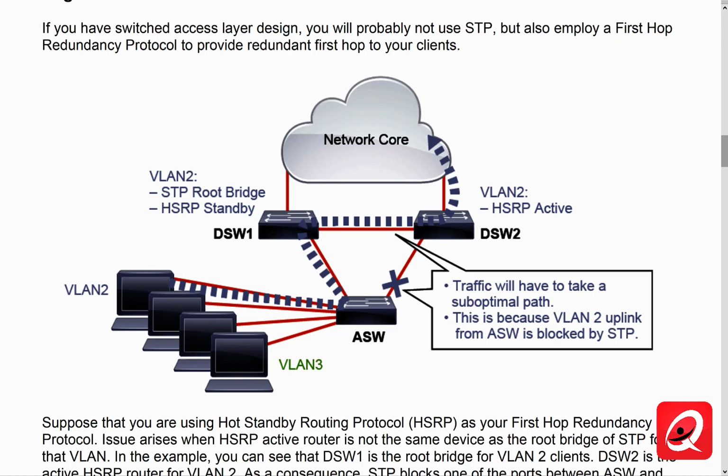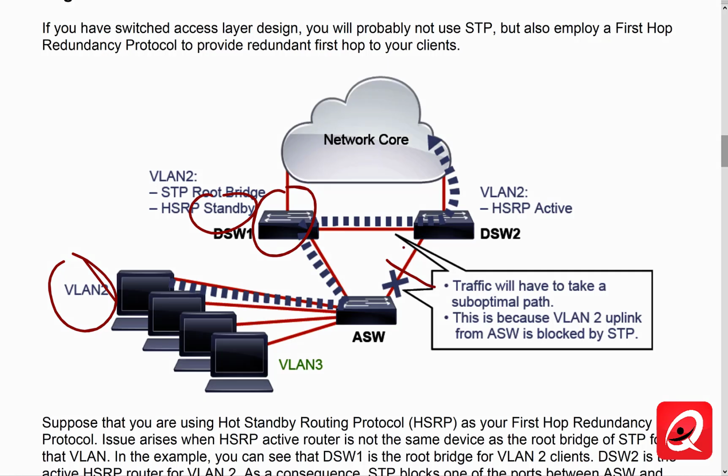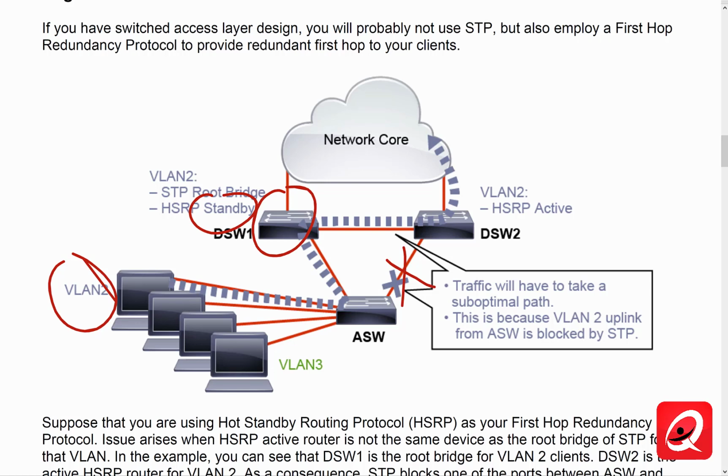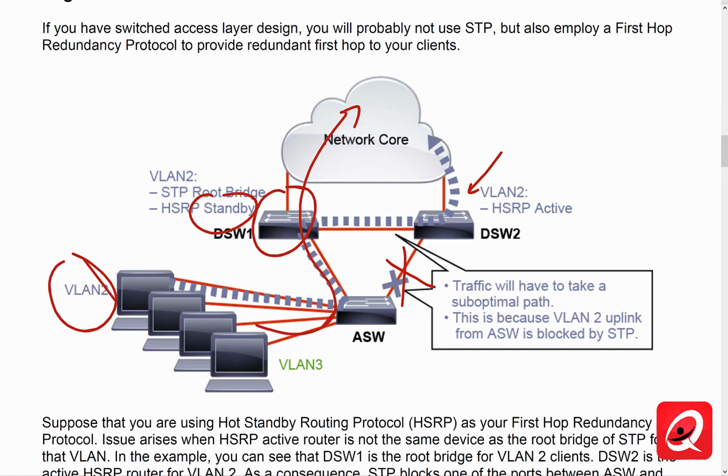So if DSW1 in this particular case happens to be the root for, say, VLAN 2, we would also want to make sure that it is the active router for HSRP, because what's going to end up happening is this link is going to be disabled, and if this guy is the active router for HSRP, instead of being able to send the traffic to the core this way, we have to send the traffic this way to get to the core, which creates a suboptimal path. All right?